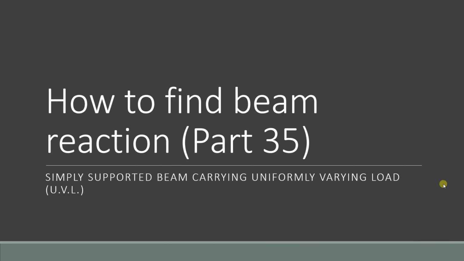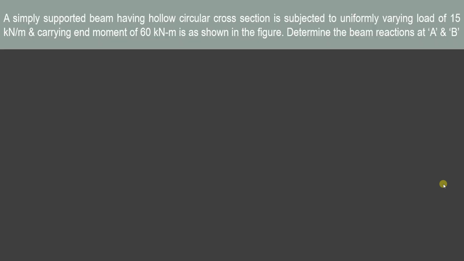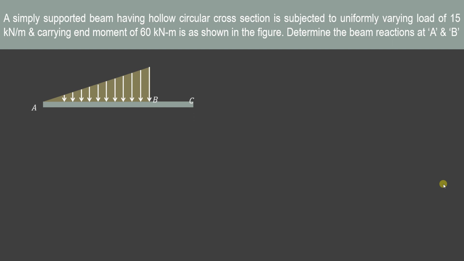In this video, we'll see how to find out beam reactions in case of a simply supported beam carrying uniformly varying load. Now, let us start with our problem statement. A simply supported beam having hollow circular cross section is subjected to uniformly varying load of 15 kN per meter and carrying an end moment of 60 kN meter as shown in the figure. Determine the beam reactions at A and B.